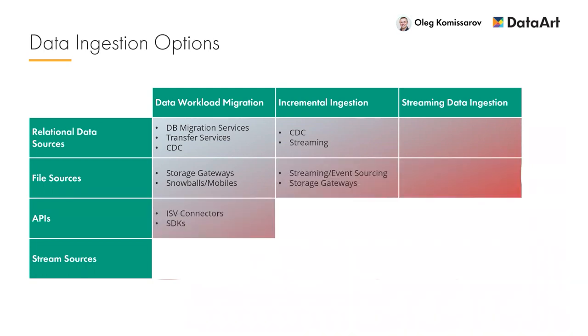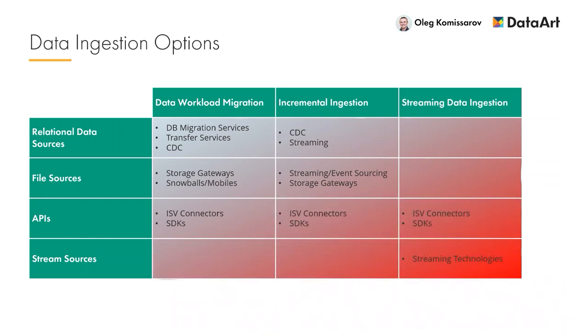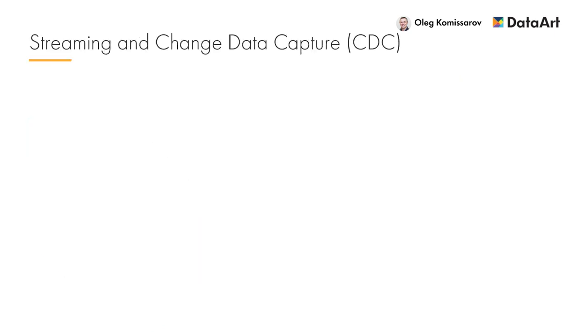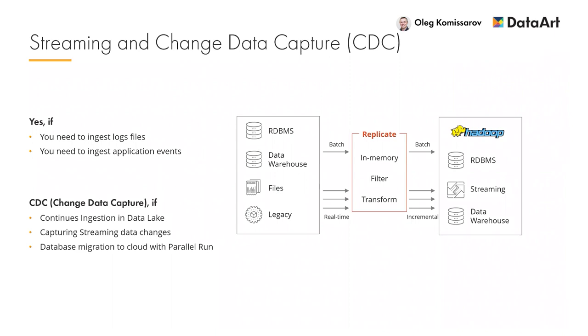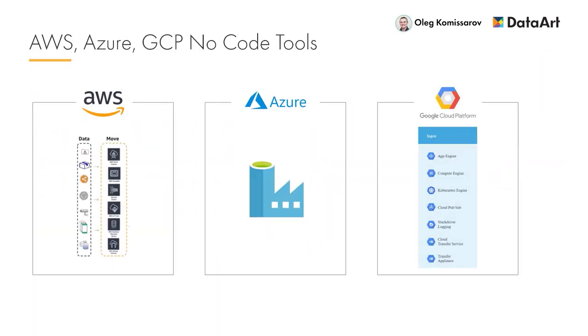When you need to import data, let's say from CRMs or ERP systems, you will be looking at independent software vendor connectors or APIs provided by these vendors. And for stream sources, you will be choosing streaming technology. Very often people ask, when do we need streaming or change data capture sources? You need streaming ingestion if you need to ingest your log files or your custom application events, and change data capture is usually used for continuous ingestion of your structured data sources to the data lake and for data lake migration.